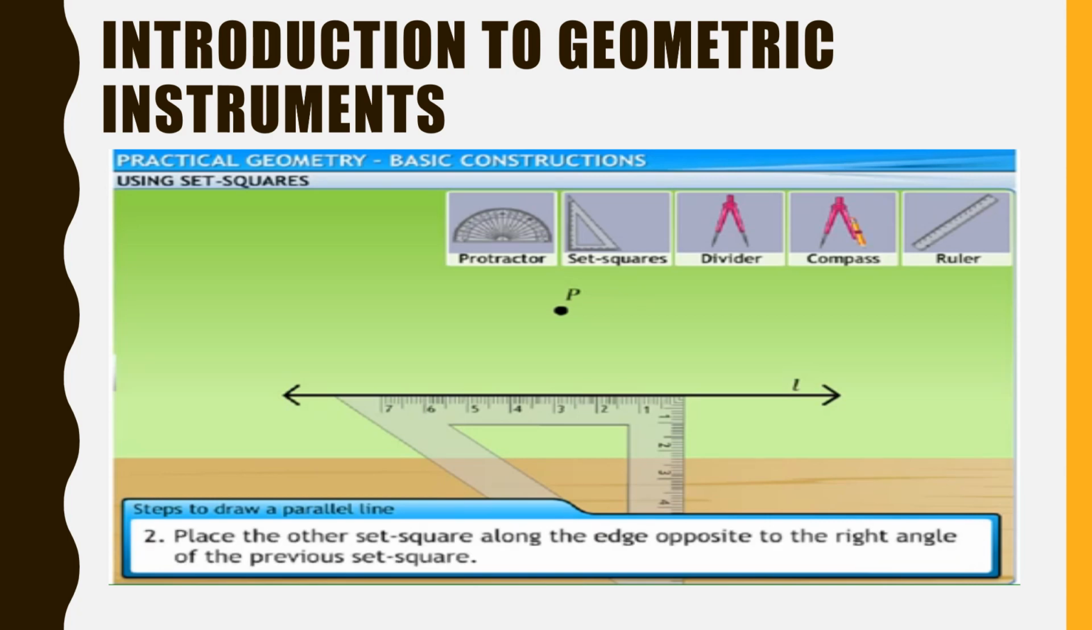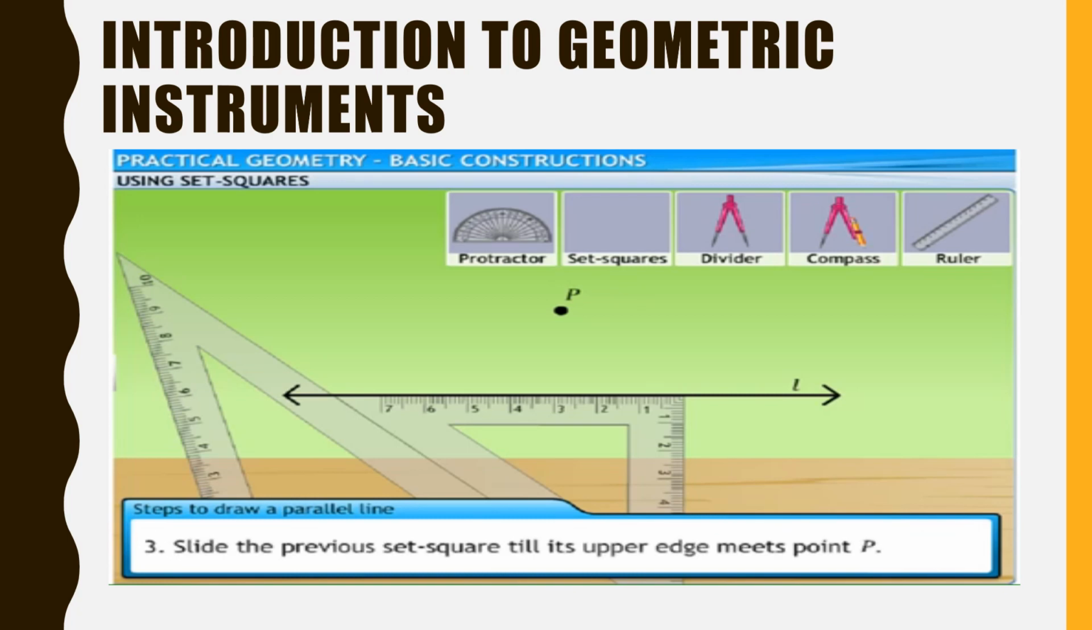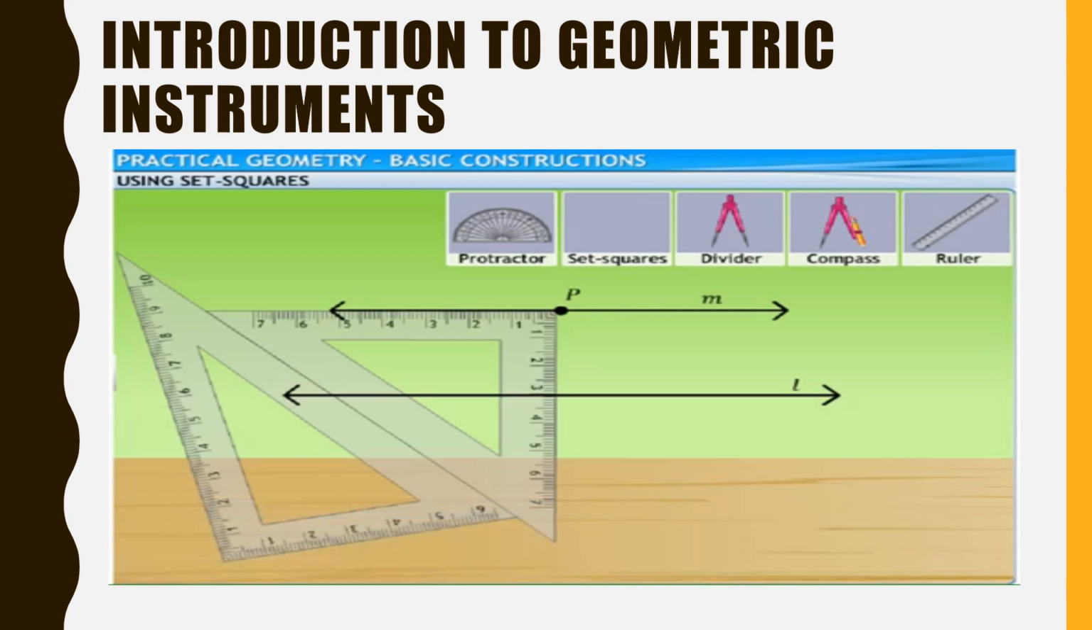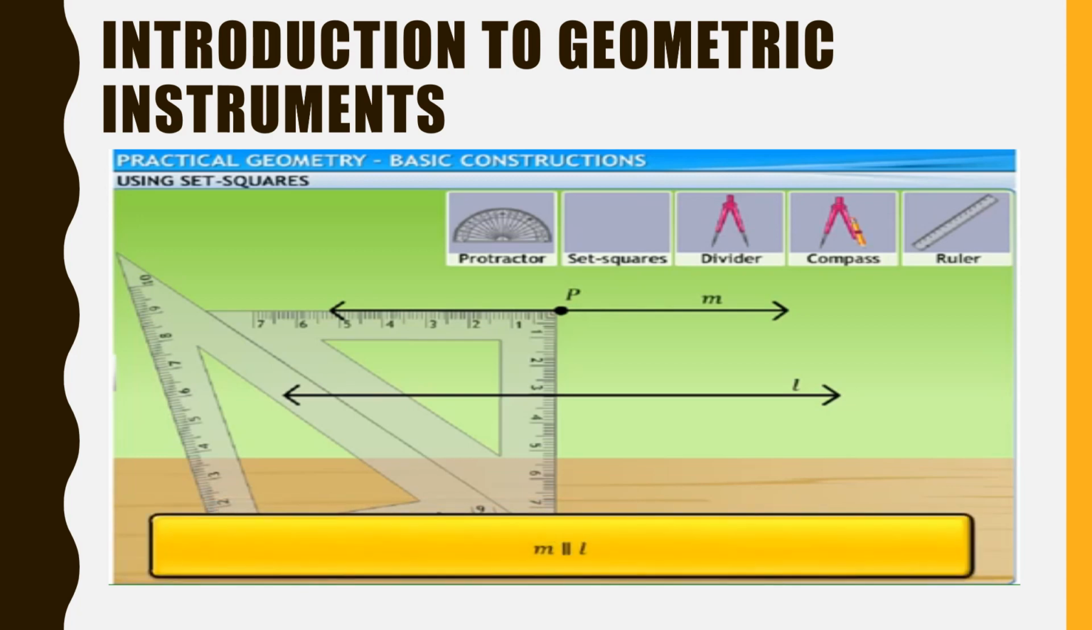Place the other set square along the edge opposite to the right angle of the previous set square. Here, we can also use a ruler instead of the other set square. Now, without changing the position of the second set square, slide the first set square along the edge of the other set square till it meets point P. Finally, draw a line along the edge that is touching the point and name it M. Line M is the required parallel line to line L.